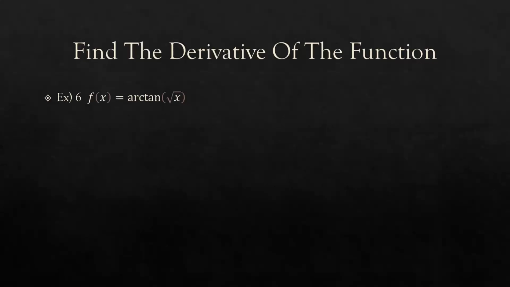Hello, this is part two of deriving inverse trigonometric functions. So let's just continue on to example 6. Example 6 says find the derivative of f of x equals arctan of radical x.